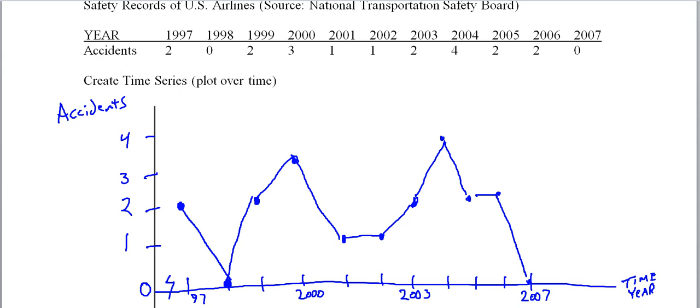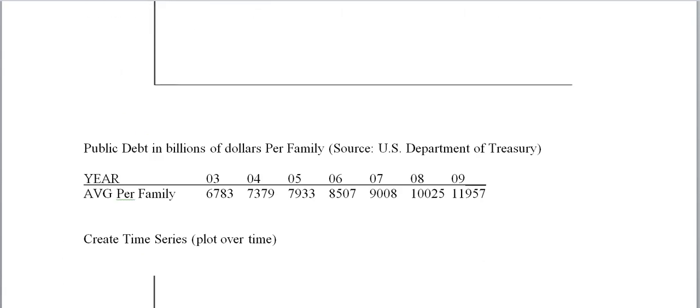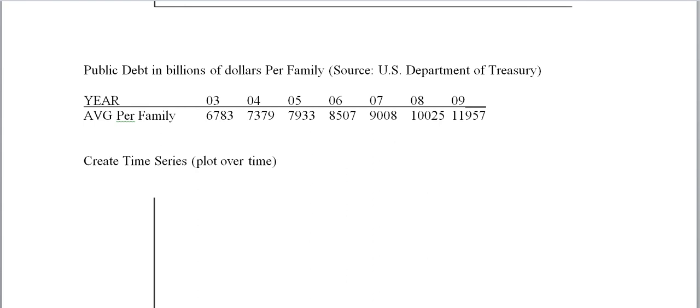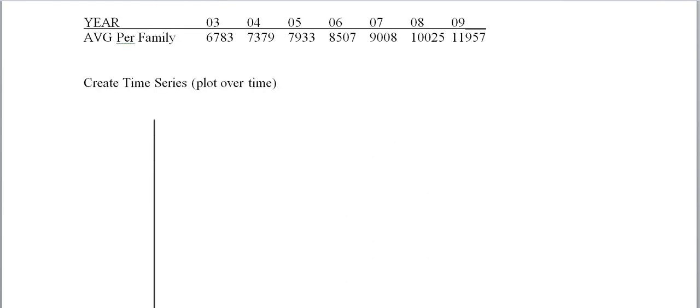And now what I will do is another example for you. This is the public debt in terms of, let's see, and I think some of the scale might be wrong in this. I do have to check here. This isn't in billions of dollars per family. We don't owe that many billions of dollars, so that's a little typo right there. I apologize. So this is the public debt in terms of dollars per family, according to the U.S. Department of Treasury from 2003 to 2009.